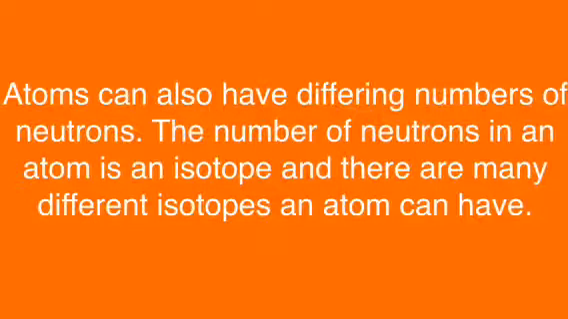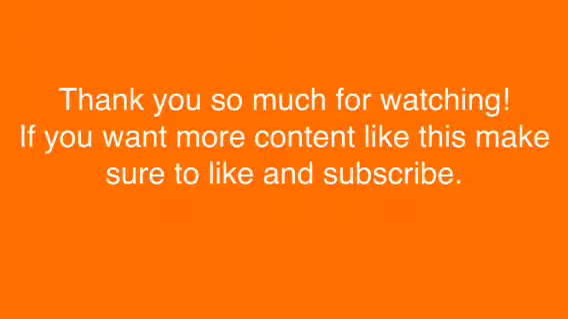Atoms can also have differing numbers of neutrons. The number of neutrons in an atom is an isotope, and there are many different isotopes an atom can have.